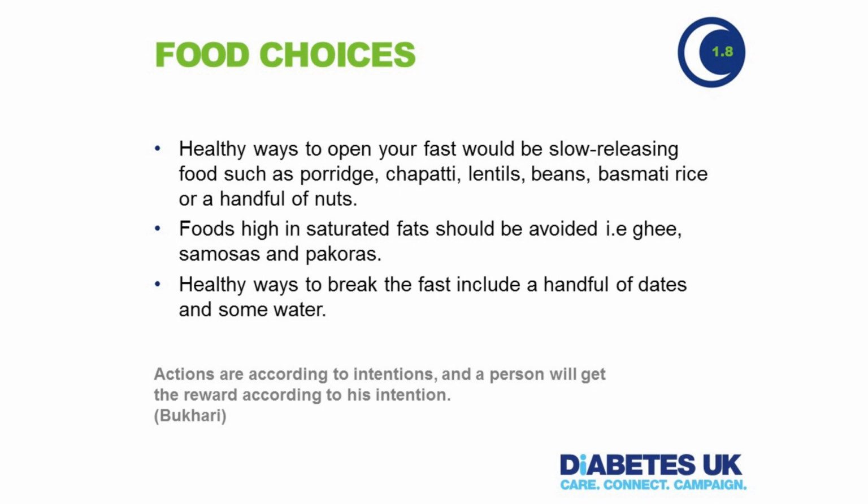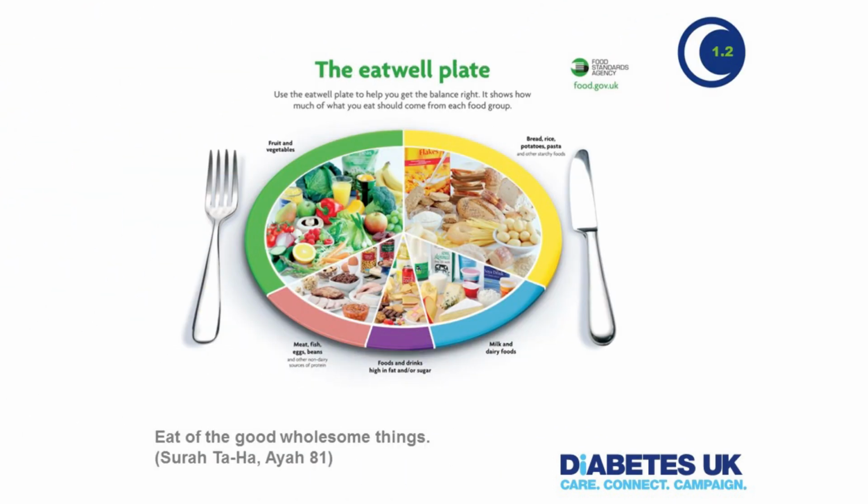Before and after fasting, include high fiber food such as whole grain cereals, granary bread, brown rice, beans, pulses, fruits, vegetables, and salads. Foods high in saturated fats should be taken in small quantities, i.e. ghee, samosas, and pakoras. Healthy ways to break the fast include a handful of dates and lots of water to avoid dehydration.